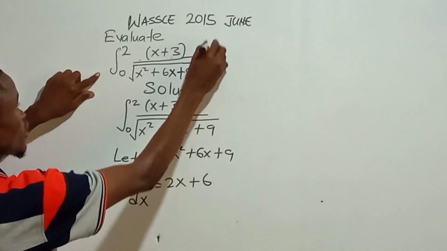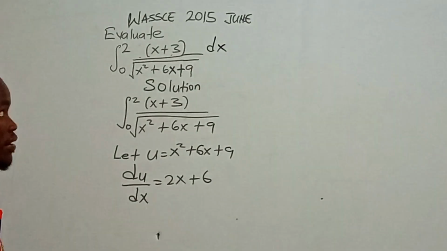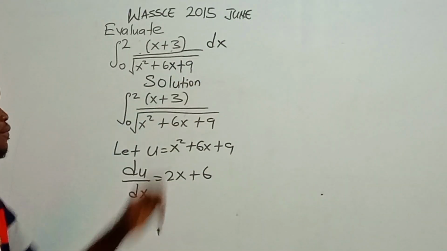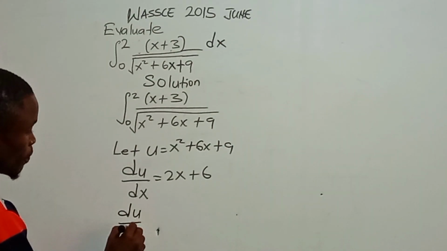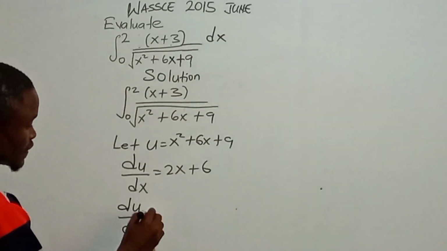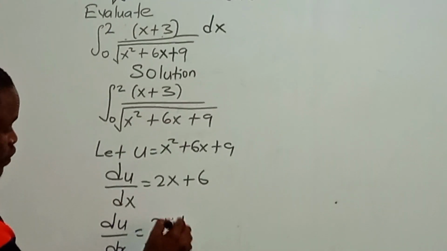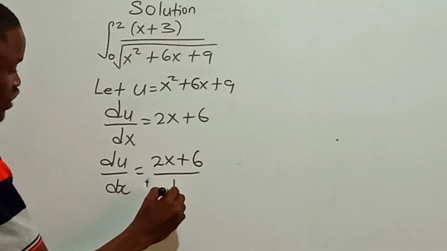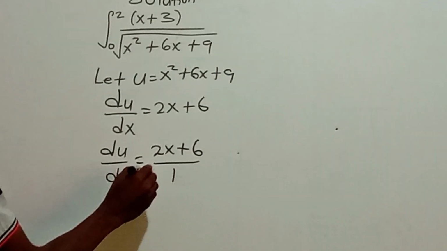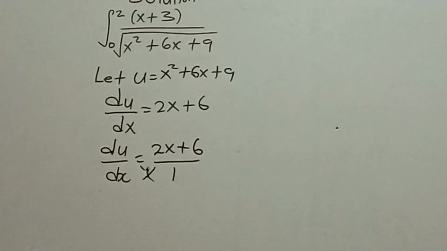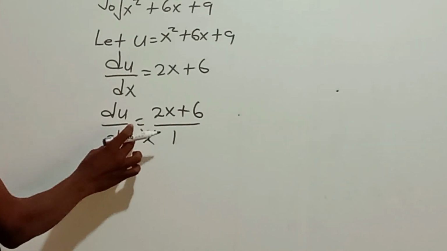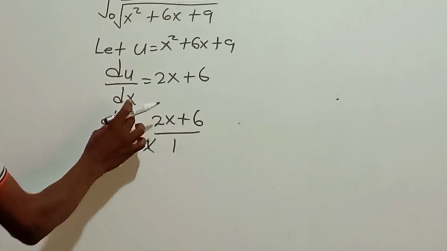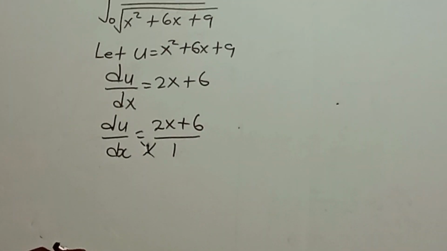Mind you, this problem has the x here. So you say du over dx equals 2x plus 6. This is over 1. Now we need to cross multiply. The reason is we want to make dx the subject of the formula. So 1 times du will give us du.